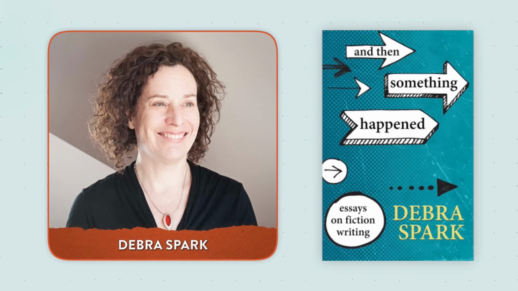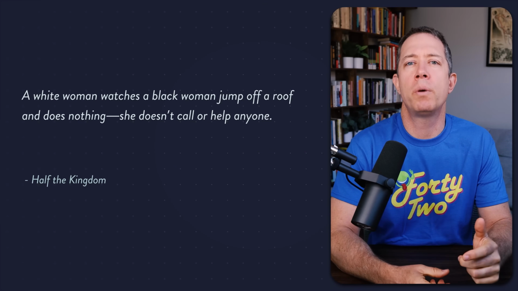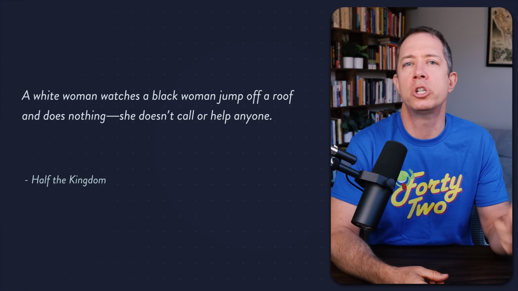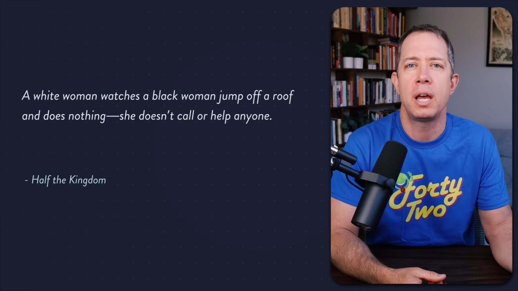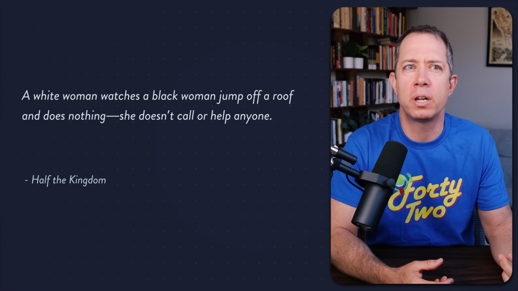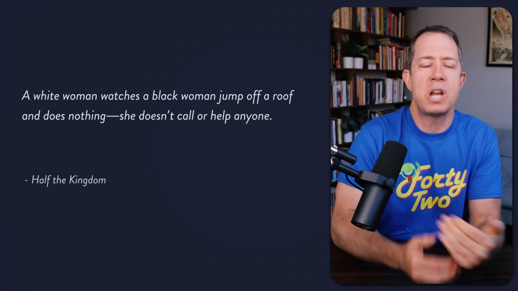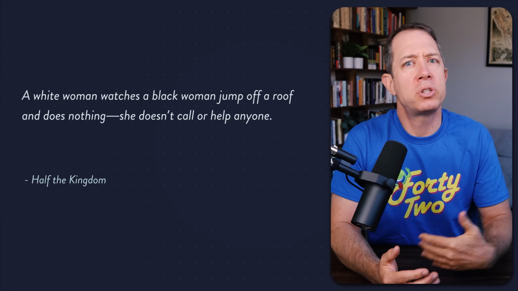Deborah Spark wrote this craft book for writers called And Then Something Happened. And in it, she gives 2 examples of this inversion of characters. She talks about how in Sega's Half the Kingdom, there is a white woman who watches this black woman jump off of a roof and commit suicide, and she does nothing. She doesn't call anyone. She doesn't reach out to anyone. And it's like, whoa. Who is this character? I would not have predicted they would be so calloused.